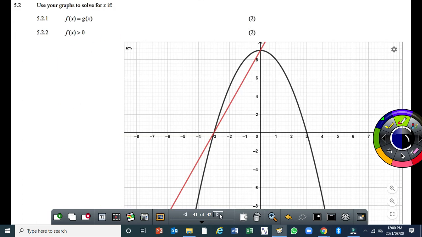Okay, and then the sketching, you're supposed to get those two graphs. This one here will be your f of x equals minus x squared plus 9.